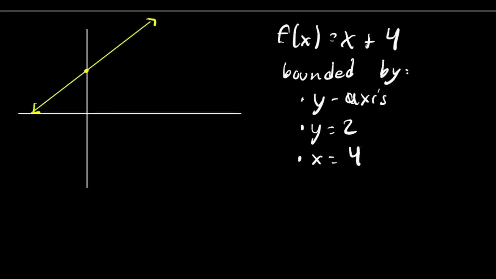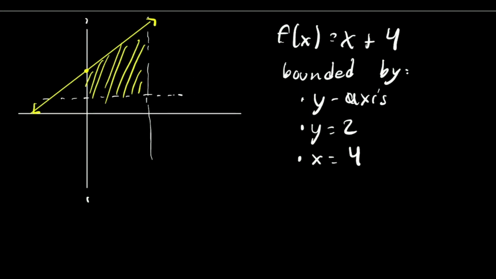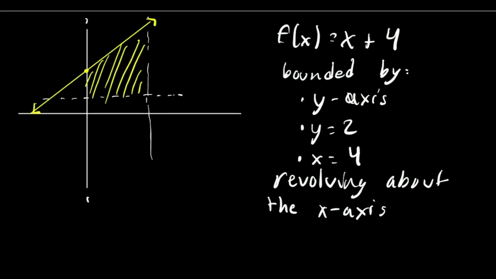So then here's y equals 2. And x equals 4, let's say is about there. Y-axis, which is just there. And now we have our region, which is this. And we're revolving it about the x-axis. So here I'd encourage you to pause it and make sure that you know how to do this stuff. But I'll do it right now.